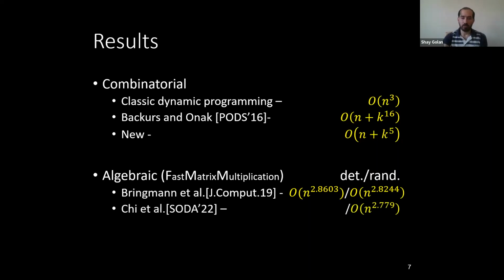It depends if you allow randomization or require just deterministic algorithms. Actually, in this SODA, the talk was yesterday, the running time for the randomized algorithm was slightly improved by Gu et al. And similarly, we show that our result of the n plus k to the 5 combinatorial algorithm can be slightly improved using similar techniques. So the exponent is slightly less than 5. Again, it depends whether we require a deterministic algorithm or allow randomization.